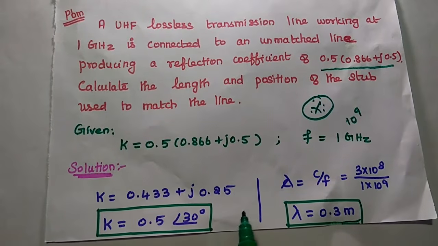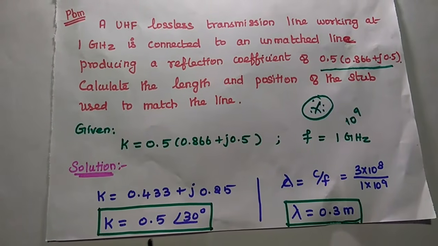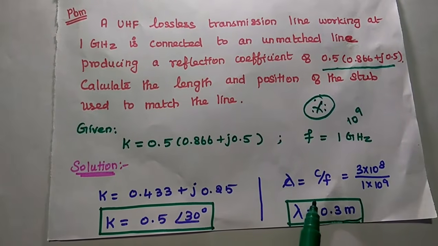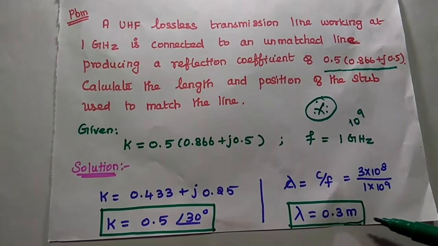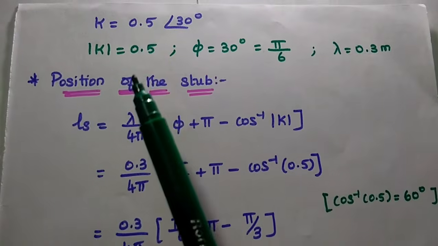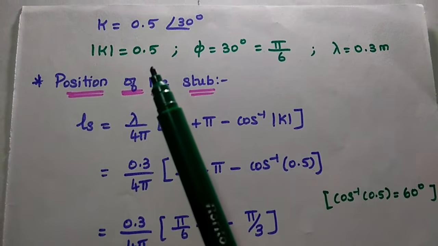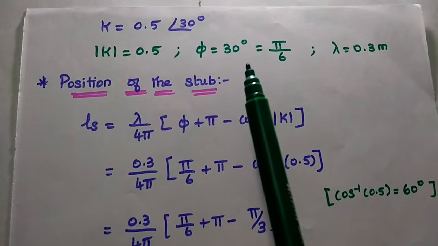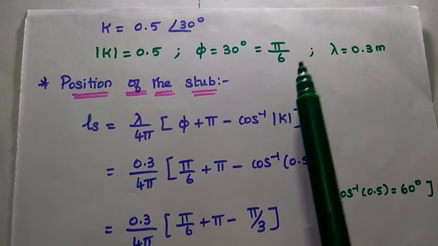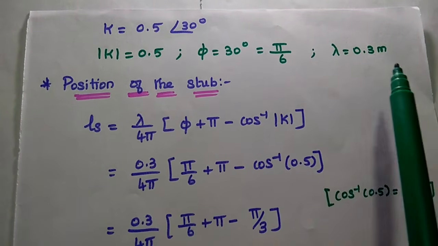Again we have to convert this rectangular form into polar form. K is equal to 0.5 with angle 30 degree. Here lambda is equal to C by F. We can get the value as 0.3 meter. So now we have obtained the modulus of K, which is equal to 0.5. That is the magnitude value. Phi is equal to 30 degree, that is equal to pi by 6. Lambda is equal to 0.3 meter.